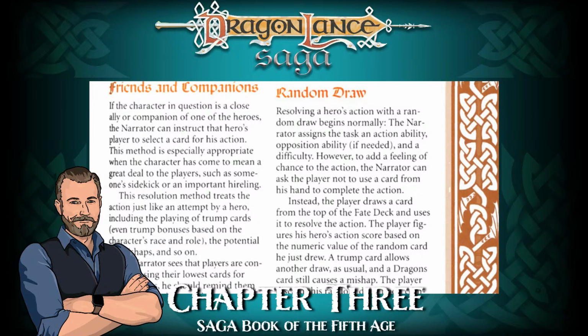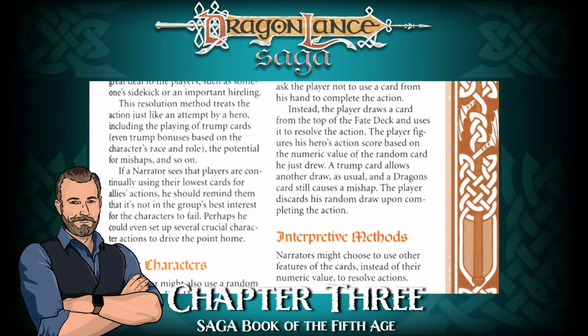Random draw. Resolving a hero's action with a random draw begins normally. The narrator assigns the task and action ability, opposition ability if needed, and difficulty. However, to add a feeling of chance to the action, the narrator can ask the player not to use a card from his hand to complete the action. Instead, the player draws a card from the top of the Fate deck and uses it to resolve the action. The player figures his hero's action scores based on the numeric value of the random card he just drew. A trump card allows another draw, as usual, and a dragon's card still causes a mishap. The player discards his random draw upon completing the action.